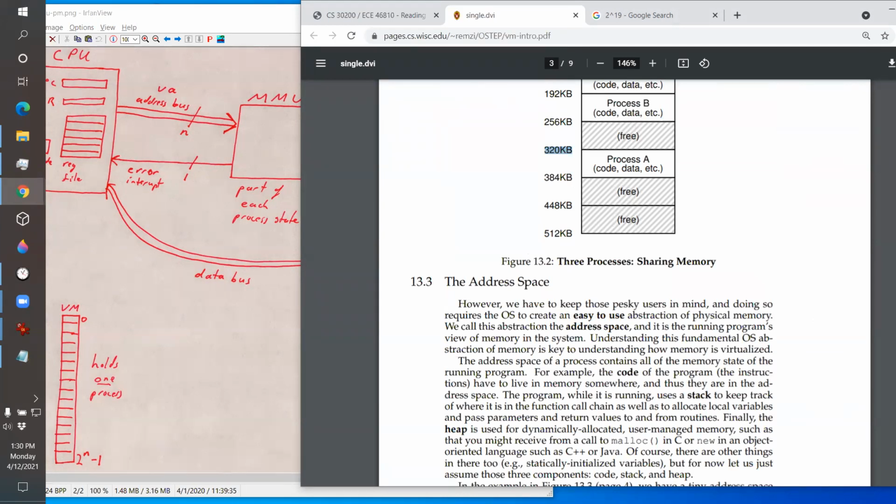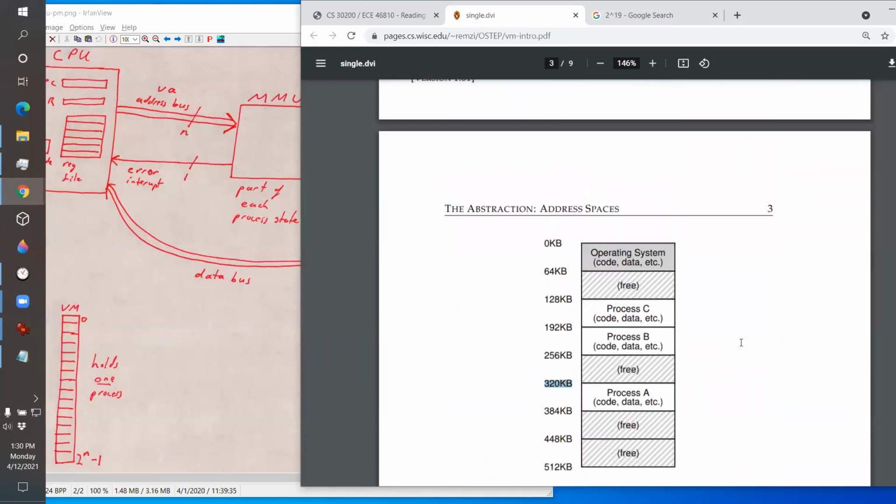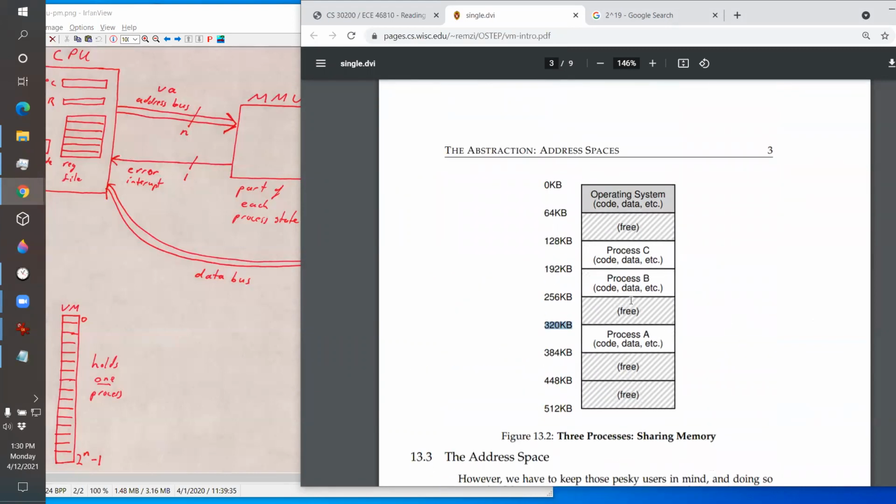In fact, at some point I could move process C up, I can move process B up, and I can move process A up, and I could have room for a really large program, because I could put all the free memory together in one big chunk by moving processes A, B, and C.